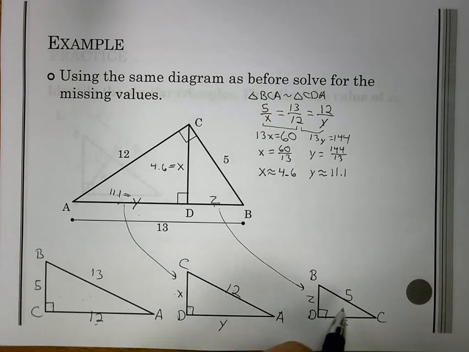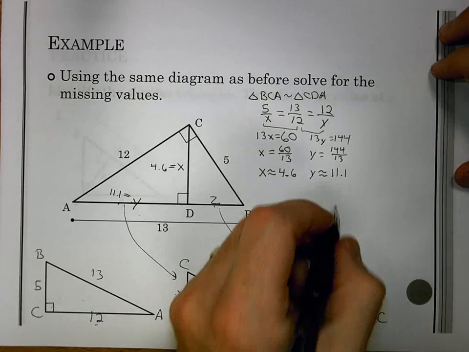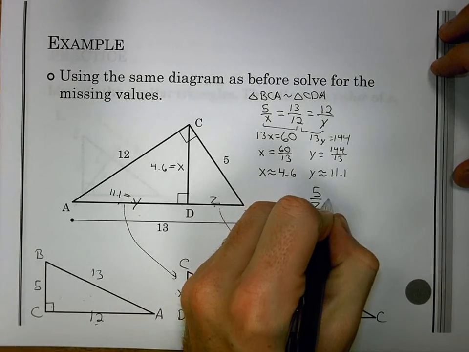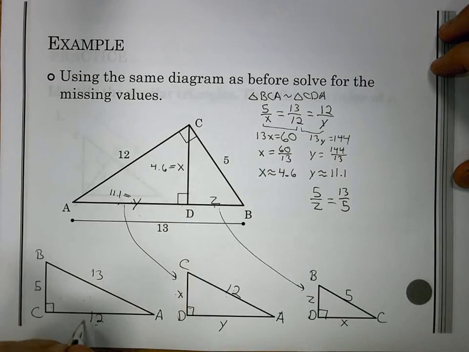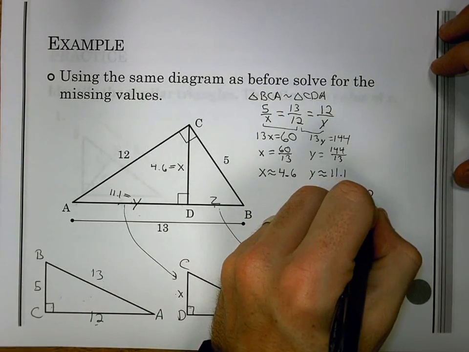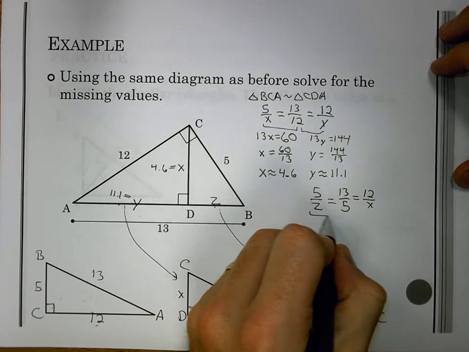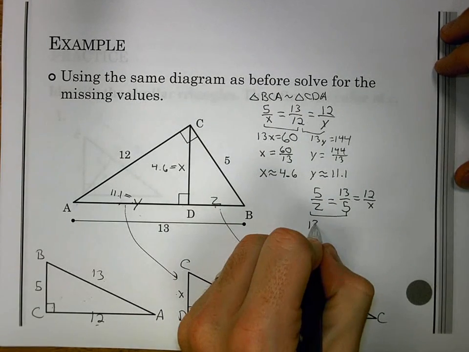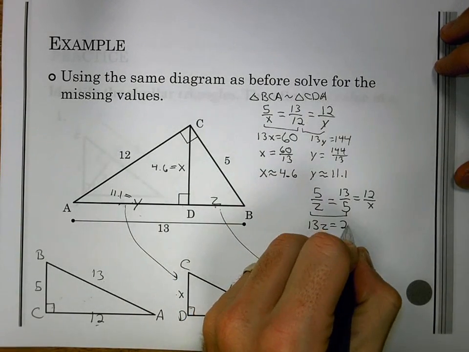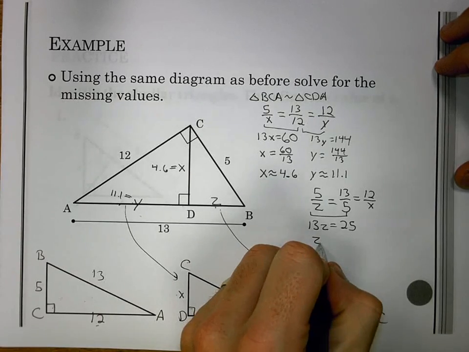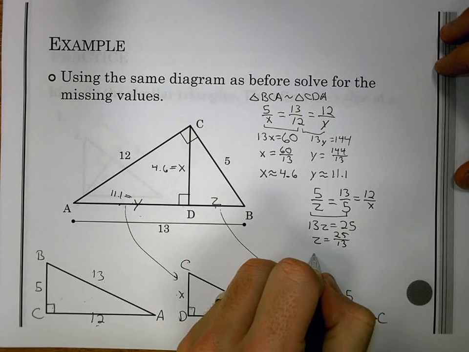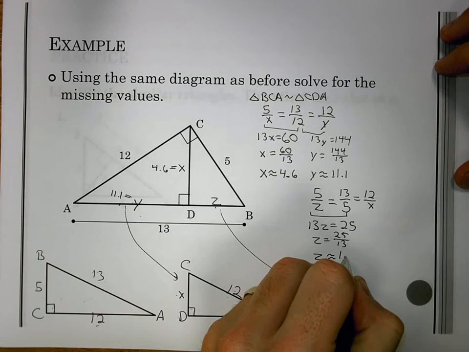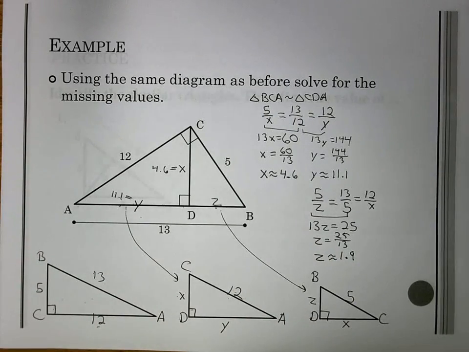I'm going to compare these two triangles. So I can say 5 over z equals 13 over 5 equals 12 over x. I'm going to use these two to solve for z. I get 13z equals 25, or 5 times 5. Z equals 25 over 13, which comes out to be about 1.9, which is what we found.